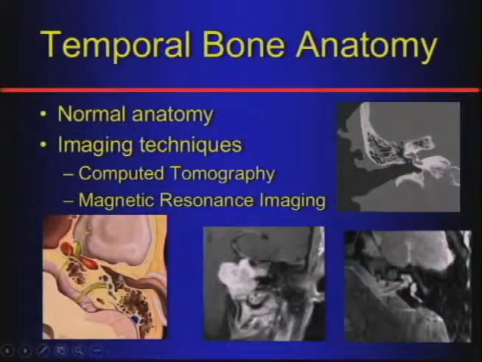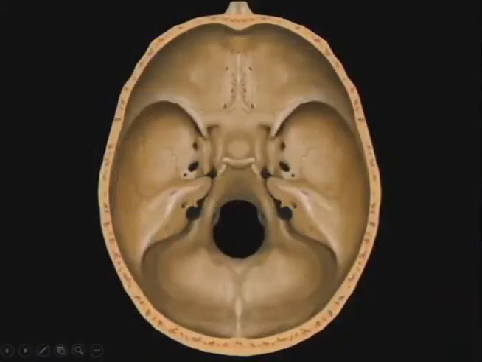So first I'm going to go over the normal anatomy of the temporal bone and the skull base and its relationship to each other. And then we'll talk a little bit about imaging techniques, mostly CT and MR, that we use for the temporal bone.